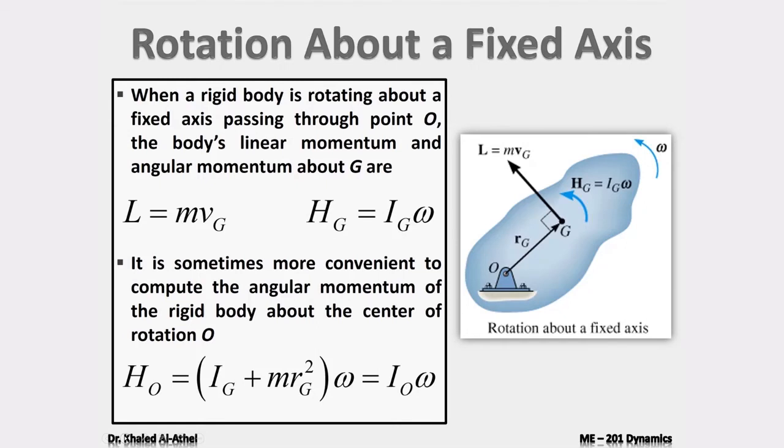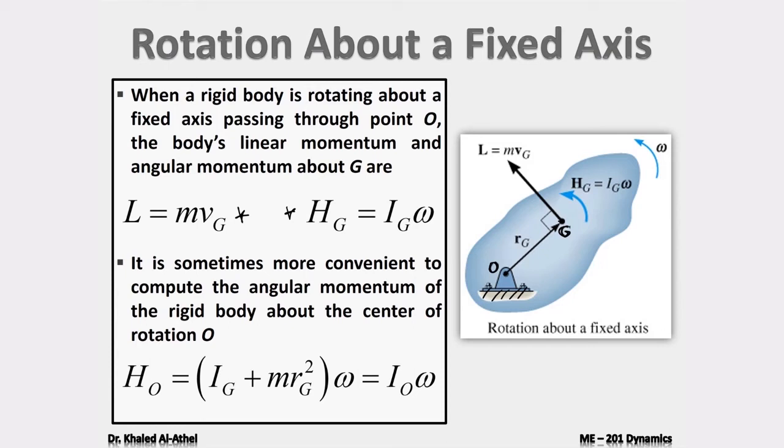If I have rotation about a fixed axis, generally when we say rotation about a fixed axis in the analysis, I'm considering the fixed axis to be a point other than the center of mass. So here I have point O, and here I have G. These two are not the same. Therefore, the center of mass, when the object rotates, is going to have a velocity, so L equals mvg. And also because I have angular velocity, Hg equals Ig omega. So I'm going to have both.